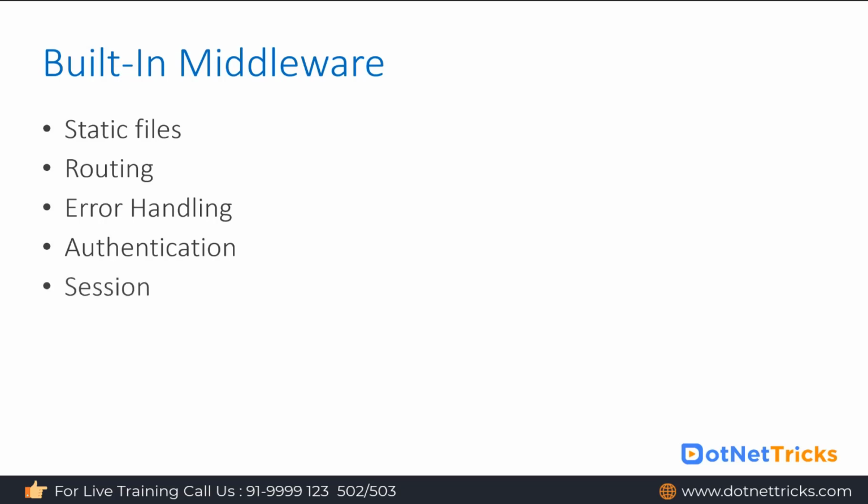Then we have a session middleware. Session is not enabled in our ASP.NET Core application by default, we need to enable it. So we have session middleware for tracking it at request level. Then there is a cookie policy middleware which you can use to apply the cookie policy in your application. We also have MVC middleware to use MVC routing, because MVC is not enabled by default in our ASP.NET Core application, we need to enable it.